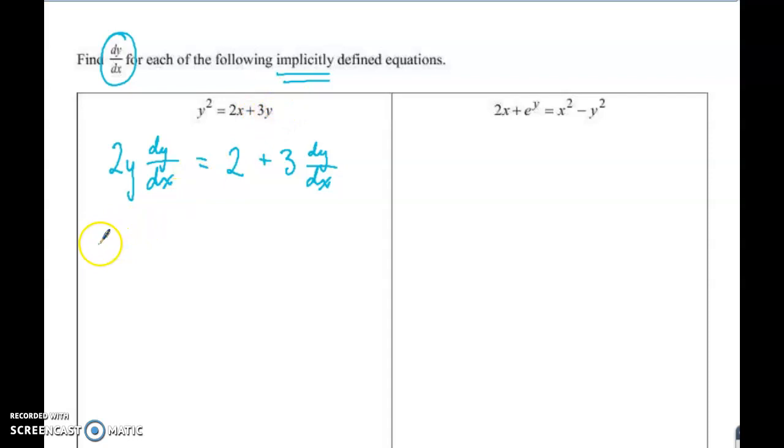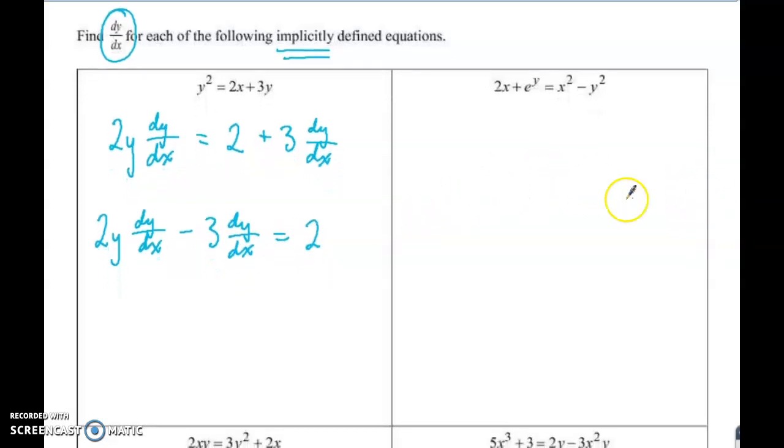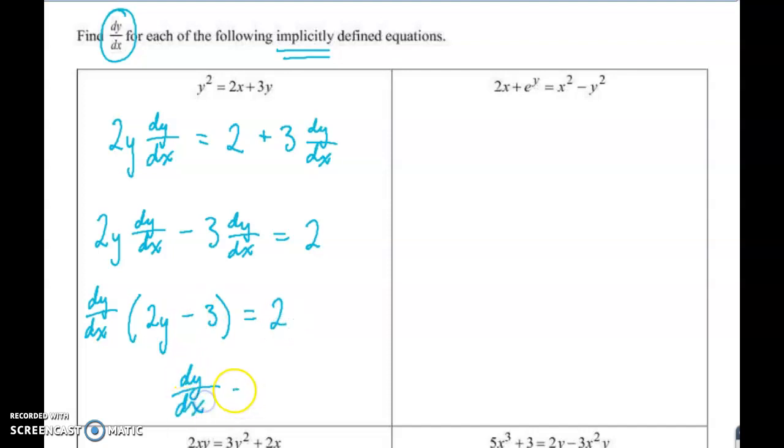So I'm going to really celebrate this next step. As you get better, I anticipate you guys not showing this step. Because in order to solve for dy dx, you have to get dy dx on the left side or the right side, just on the same side, and everything else on the other side. Then you can greatest common factor out the dy dx. And now it just looks like a multiplication problem. Well, how do you solve a multiplication problem? We're solving for dy dx with division. Perfect. That is your answer.